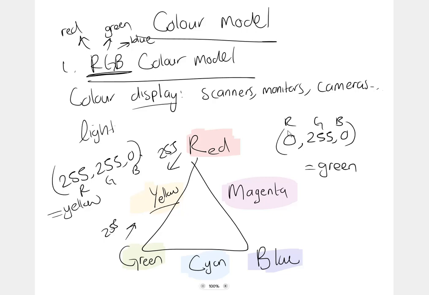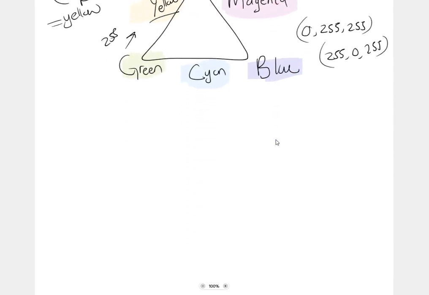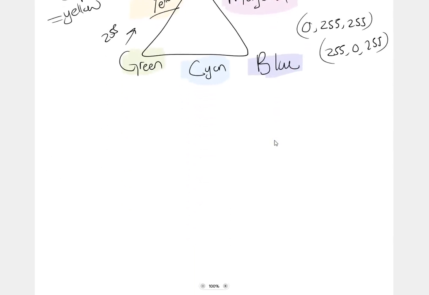Okay, similarly, you can have something like this, 0, 255, 255. Or you can have this, 255, 0, 255, and so on. You can just decide what these different things are. Okay, so that's how the RGB color model works.